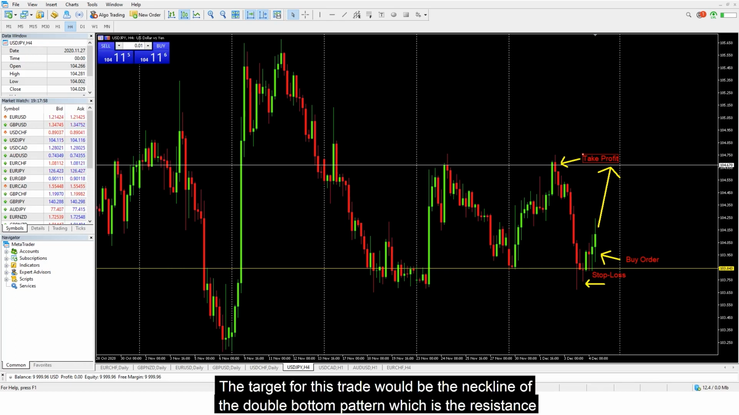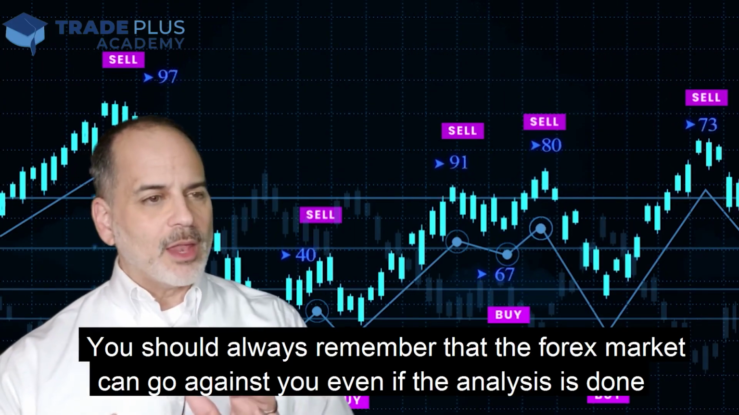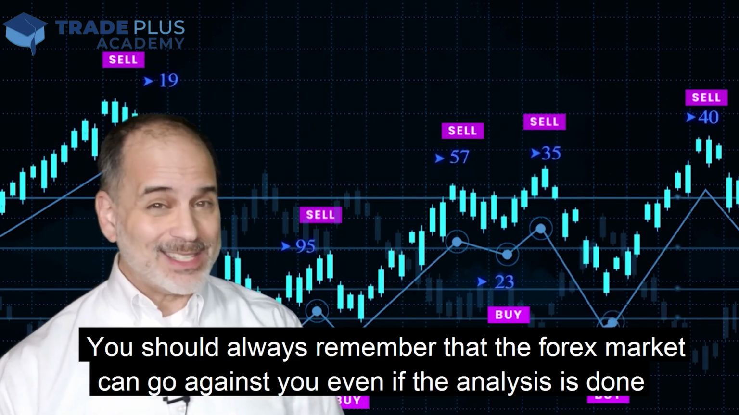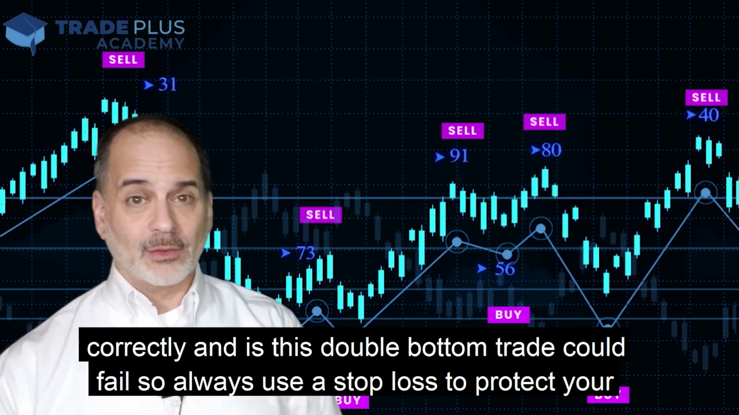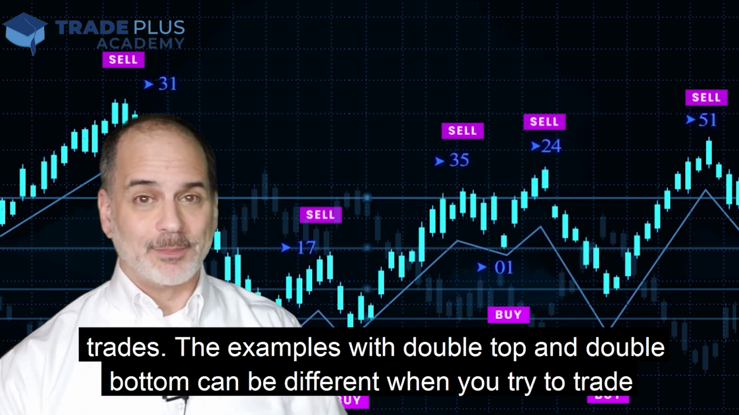The target for this trade would be the neckline of the double bottom pattern, which is the resistance zone around the 104.670 level. So if this analysis works, then this trade would gain over 65 pips. You should always remember that the Forex market can go against you even if the analysis is done correctly, and this double bottom trade could fail. So always use a stop loss to protect your trades.